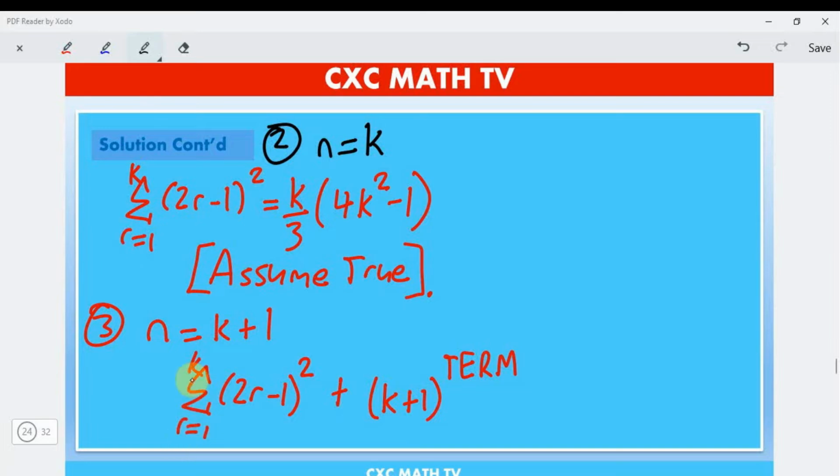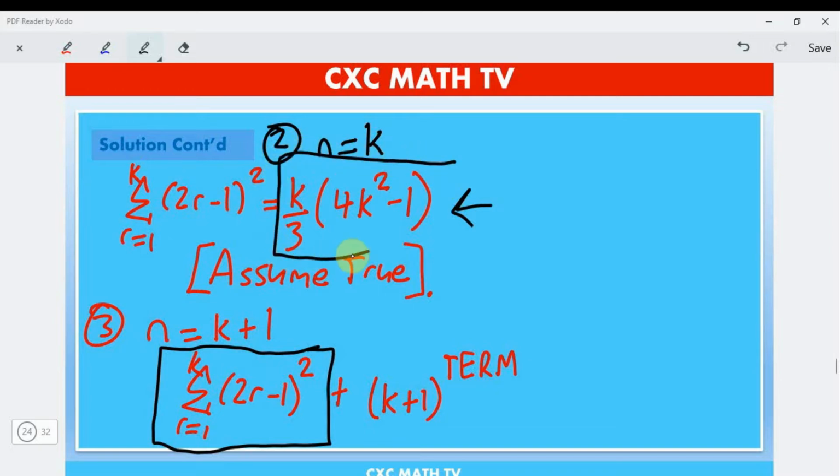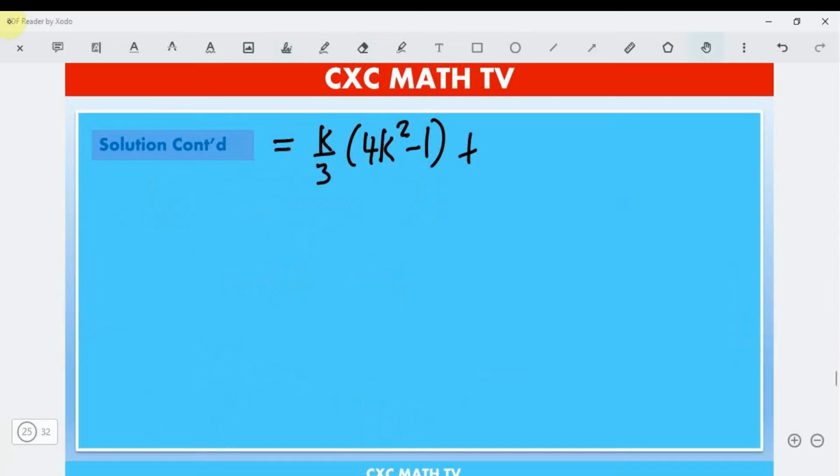That is the sum from 1 to k, because that's what we said up here. Here it is, the sum from 1 to k. We said in the earlier step that it was k over 3 times 4k squared minus 1. So just to show you where we got that from, that's why we'll put that down right here. That's the sum from 1 to k.